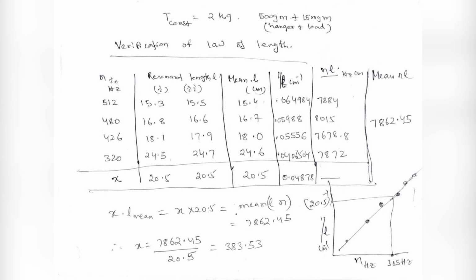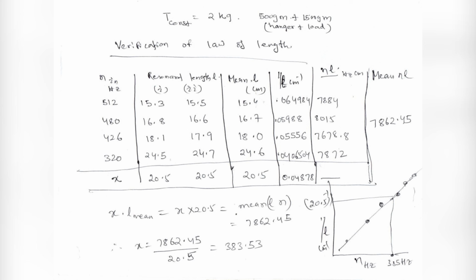And if I calculate from the graph, that is N along the X axis and 1 by L along the Y axis, I find that at 20.5 it is giving me around 385 hertz. So the calculated value is nearly 383.5 and the graphical value is 385. So I am very close to the unknown frequency value. This is how we verify the law of length in this experiment.